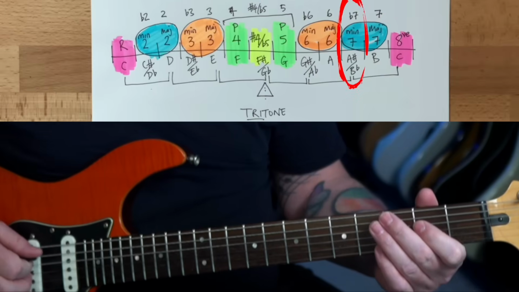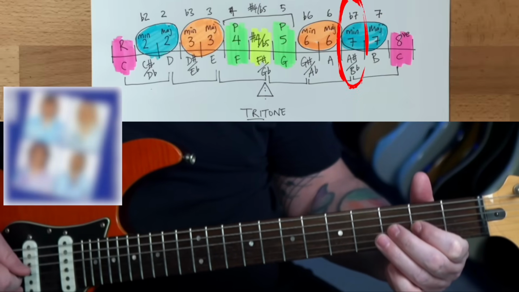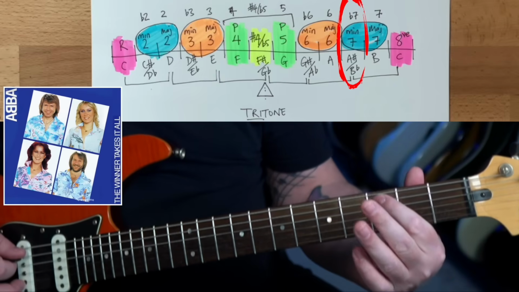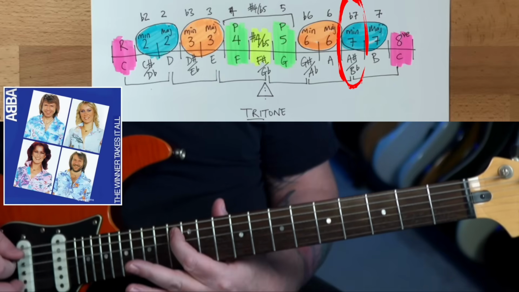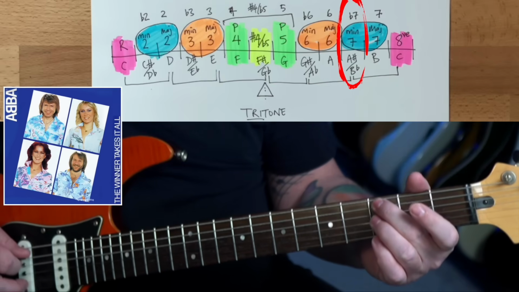This is the minor seventh, and this is the theme. This is the minor seventh on one string. Here it is jumping over onto that G string.